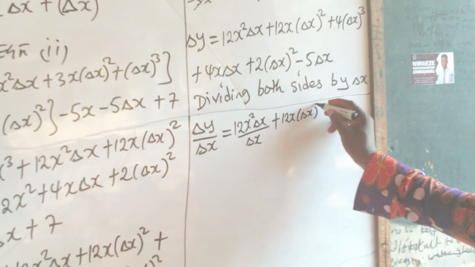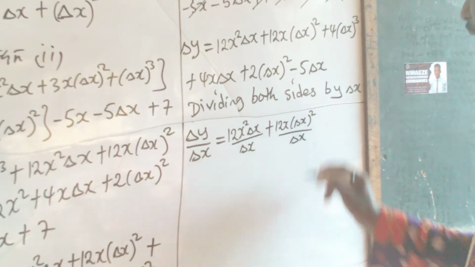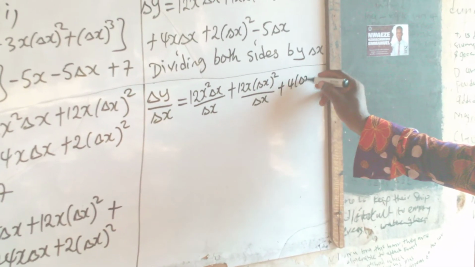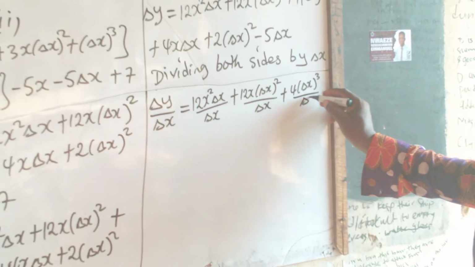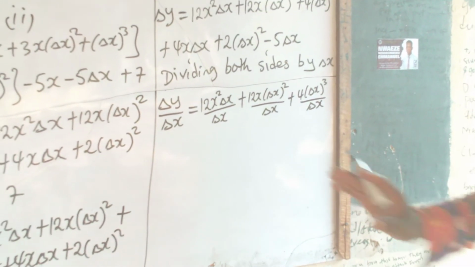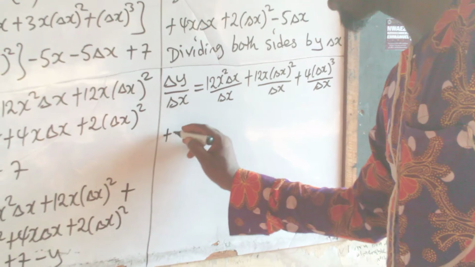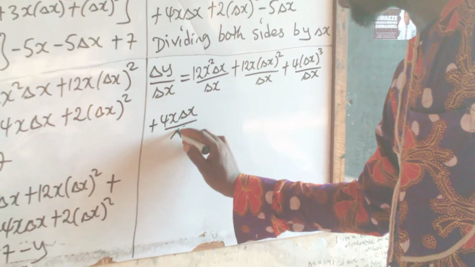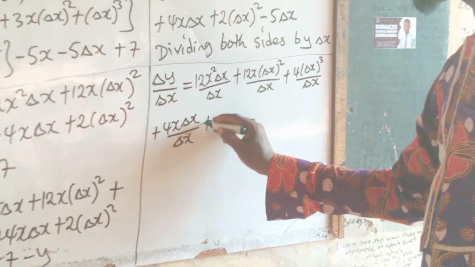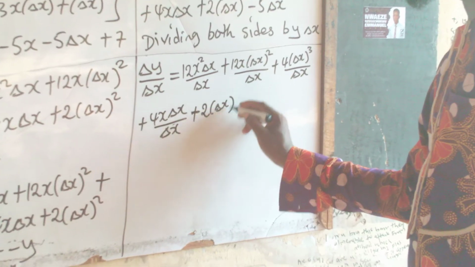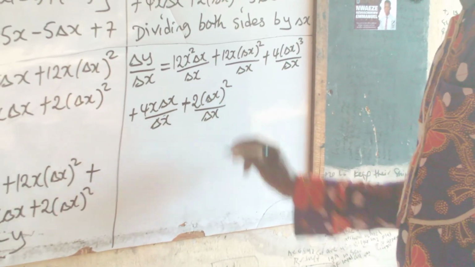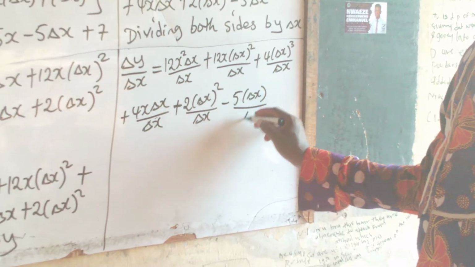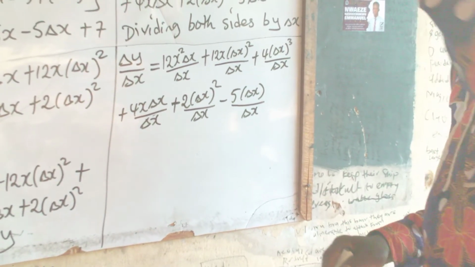12s into change in s raised to the power 2, you also divide it by change in s. You go to the next term, plus 4 into change in s raised to the power 3, divided by change in s. Step by step. Then plus 4s change in s divided by change in s, plus 2 into change in s squared divided by change in s, minus 5 into change in s divided by change in s. So the next step will be what?